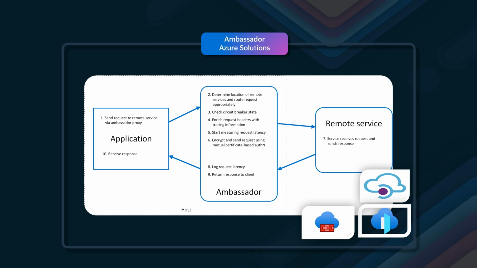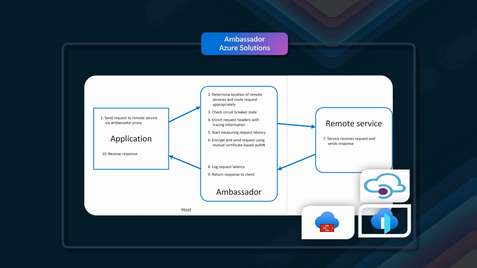The ambassador proxy takes on several responsibilities to ensure efficient and secure communication. It determines the location and routes the request. It first determines the location of the remote services and routes the request appropriately. It checks the circuit breaker state to ensure that the service is available and to prevent overloading.